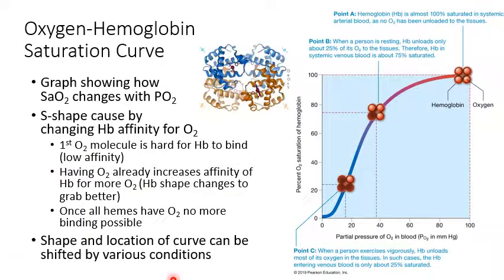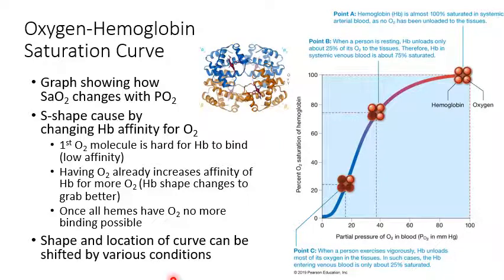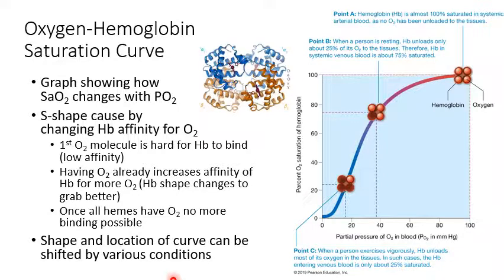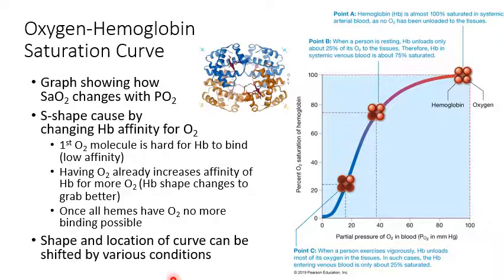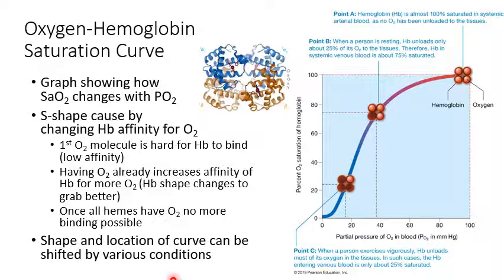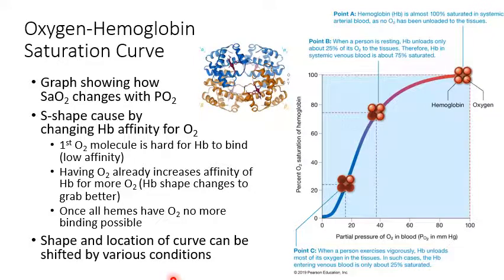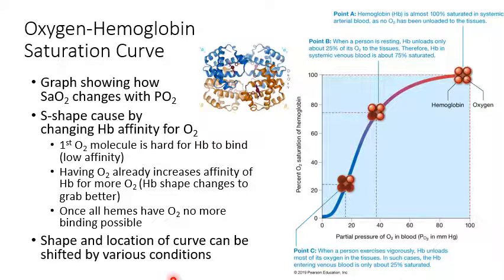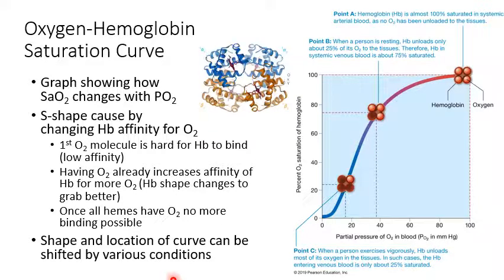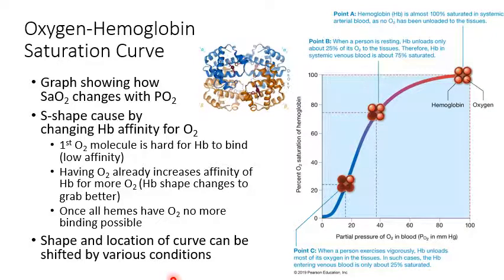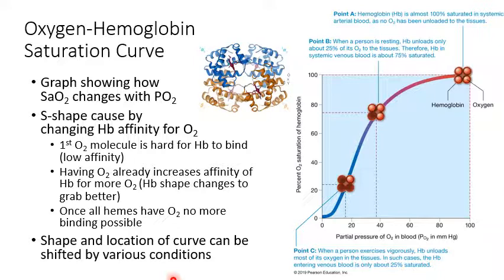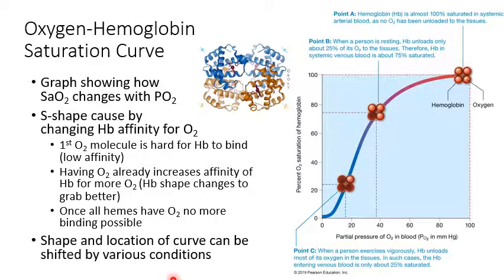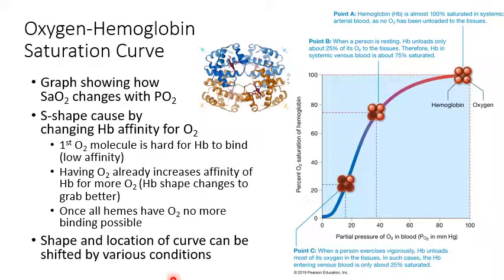Okay, here we have the oxygen hemoglobin saturation curve. So the saturation of hemoglobin with oxygen depends in large part on the partial pressure of oxygen. In your pulmonary capillaries, you have a higher partial pressure of oxygen, and you're going to have loading of hemoglobin with oxygen. In your systemic capillaries, you have a lower partial pressure of oxygen. You're going to have unloading of hemoglobin instead.